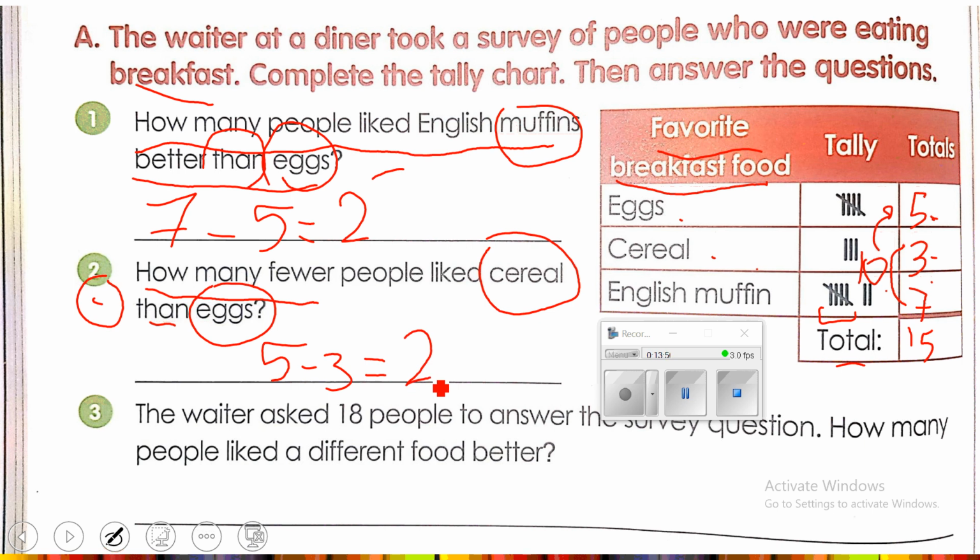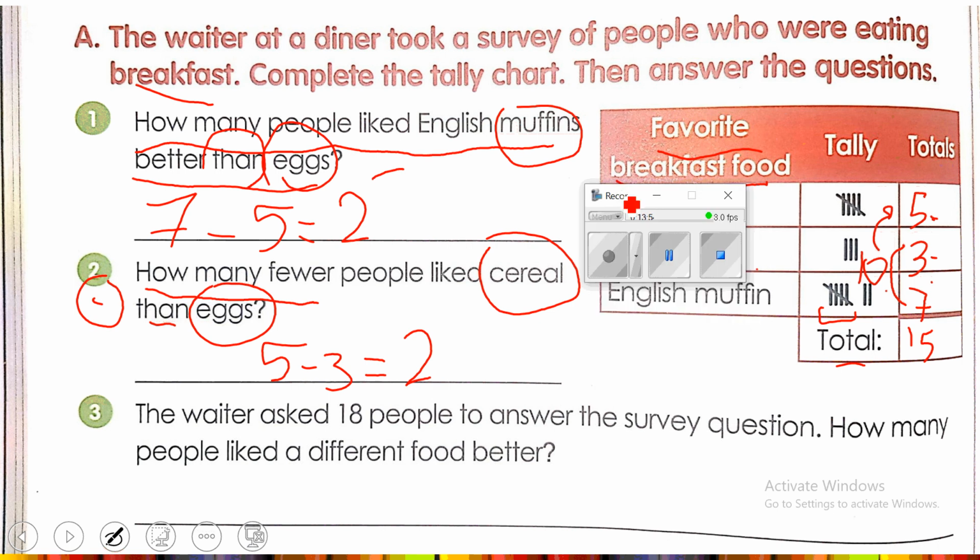Now, this is the tricky question. The tricky question is coming. The waiter asked 18 people to answer the survey question.